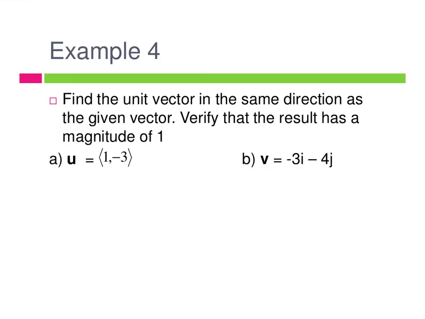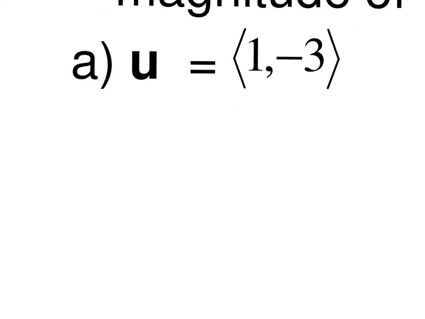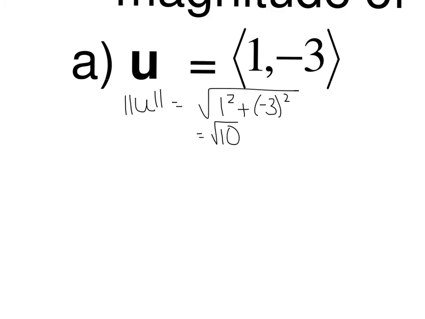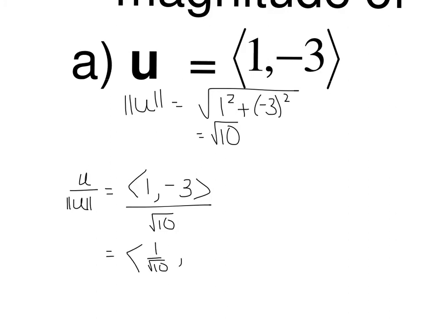All right, here's an example. It says find the unit vector in the same direction as the given vector. Verify that the result has a magnitude of 1. So let's go ahead and do that for A. So again, we need the magnitude of u. Shortcut, a squared plus b squared. So that's going to be root 10. Then take your vector, divided by its magnitude. So that's going to be 1, negative 3, over root 10, separate it, rationalize it.